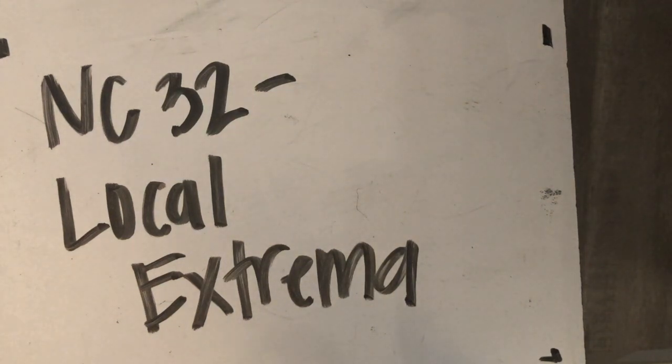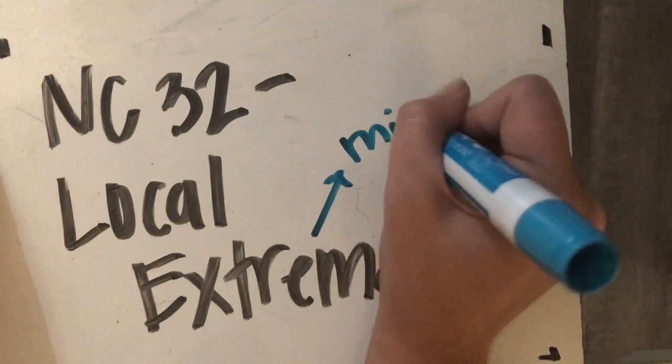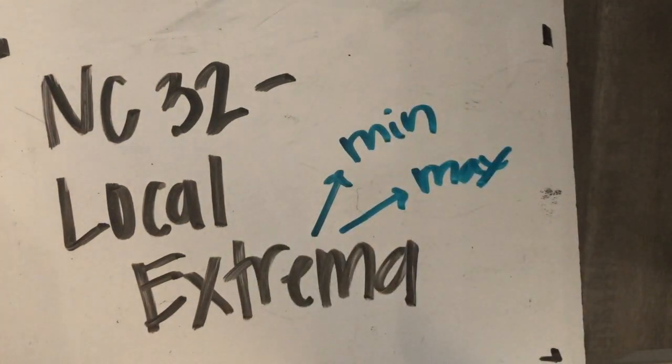Hi there, and welcome to Note Card 32, Local Extrema. In Note Card 31, we should have learned what extrema was. So if you don't remember, look back at your notes. Extrema is minimums and maximums, our collection of them. In last video, we learned about global or absolute extrema, the very highest and the very lowest.